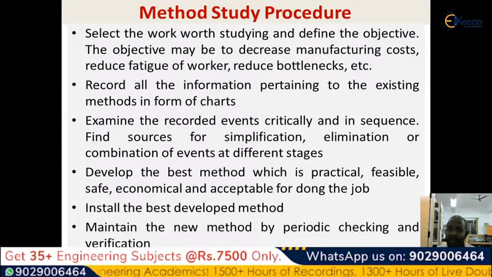Now you can have any methods. Suppose to solve a problem, you can have multiple methods. Now you have to analyze which methods I can adopt for that. Then I have to develop a best method which should be practical enough to adopt. Then feasibility: I have to study whether it is safe, economical, and acceptable. So I have to keep all these factors in mind before developing a best solution for it. Then install the best solution and go for periodic check.